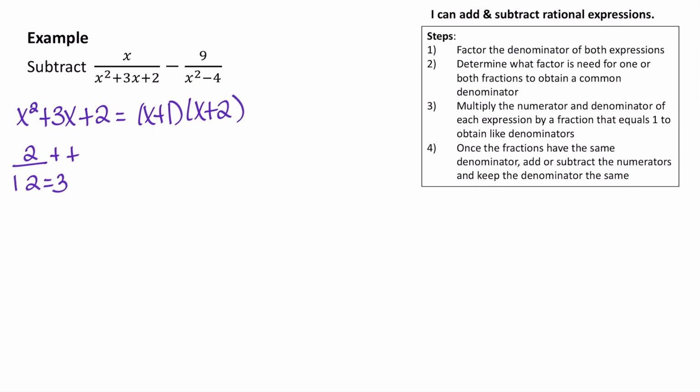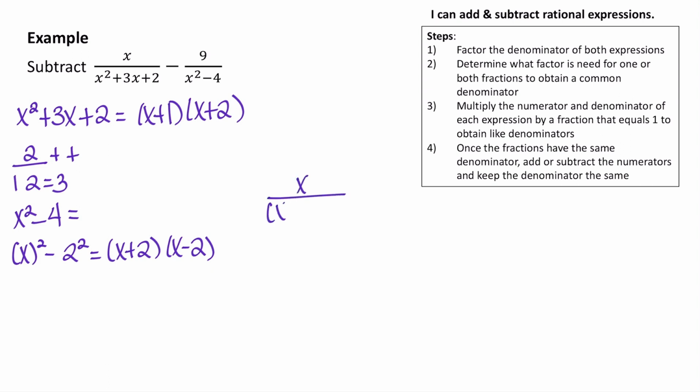Now let's factor x squared minus 4, which we can do because it's a special pattern, right? It's x squared minus 2 squared. So that's going to be x plus 2 times x minus 2. So if we rewrite this problem in factored form, we have x over x plus 1 times x plus 2 minus 9 over x plus 2 times x minus 2.